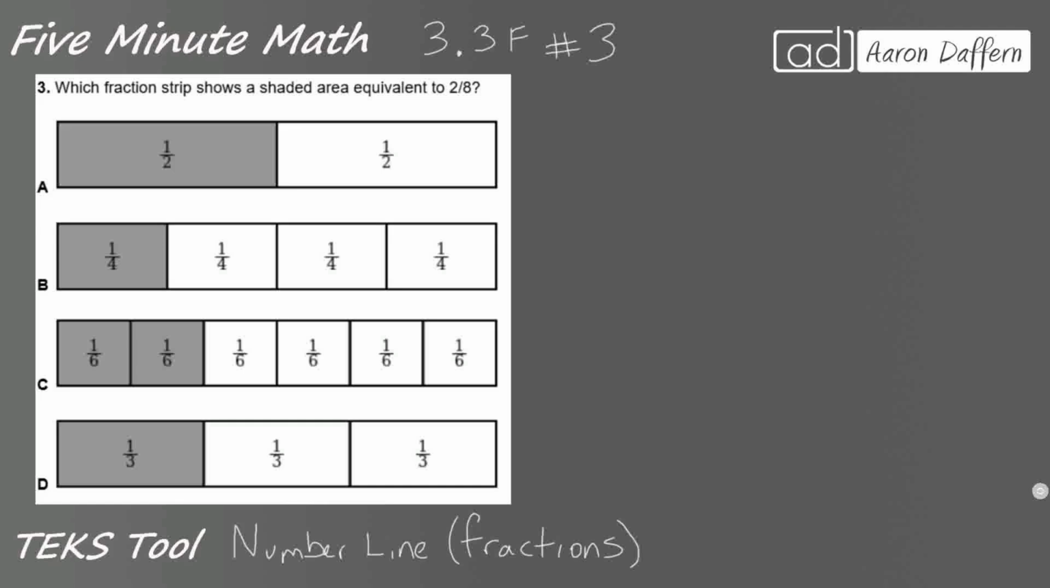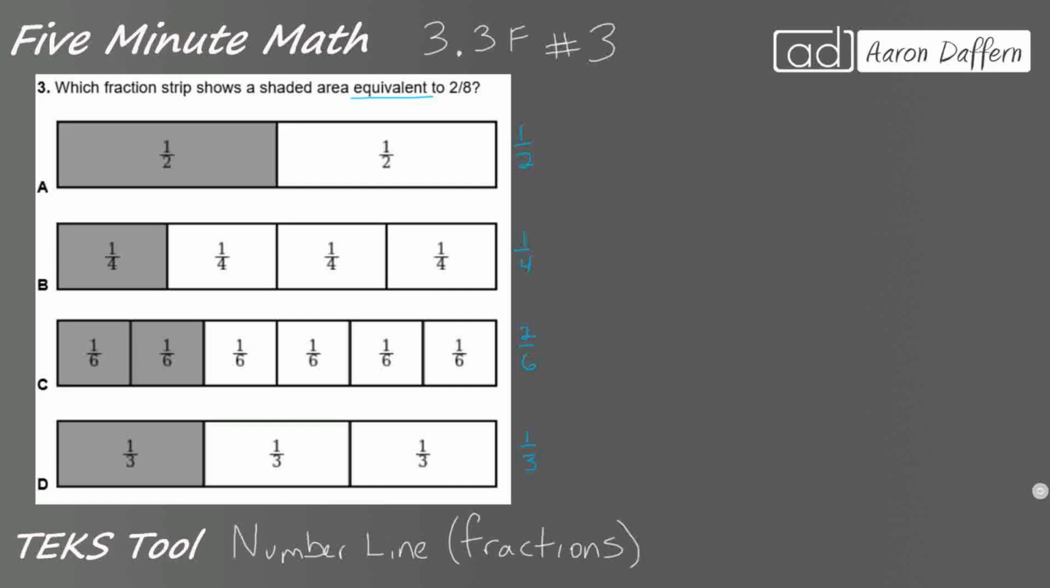So, we need to find a fraction strip that shows an area equivalent to 2/8. Now, if we're not paying attention to this word equivalent, we might think that there is a problem with our answer selections because there is no 2/8 here. We've got 1/2 shaded on A. We've got 1/4 shaded on B. We've got 1/6 plus 1/6, so 2/6 on C, and then 1/3 on D.